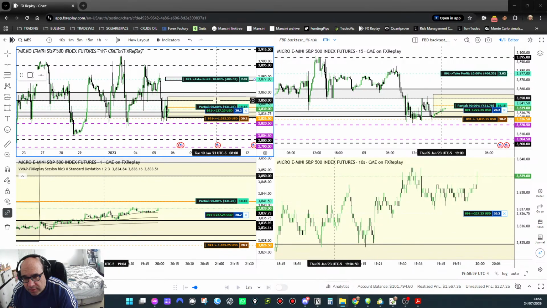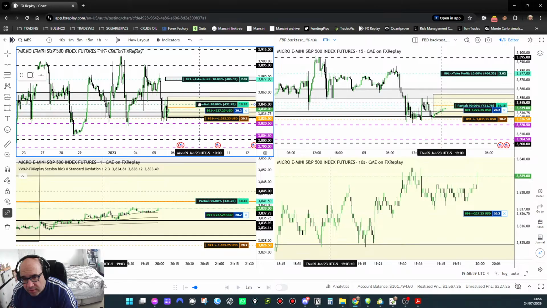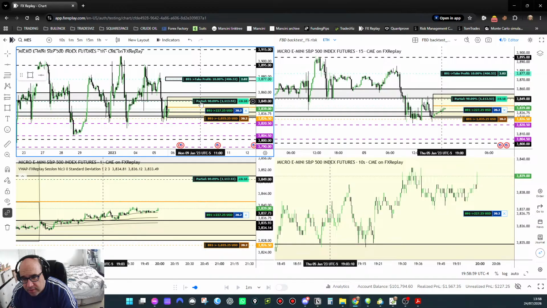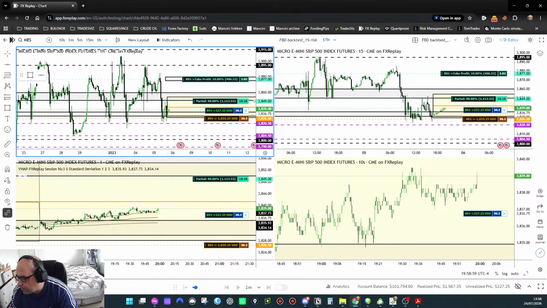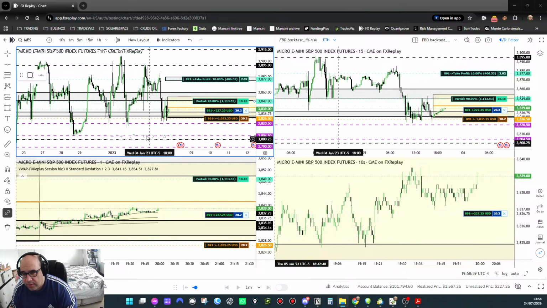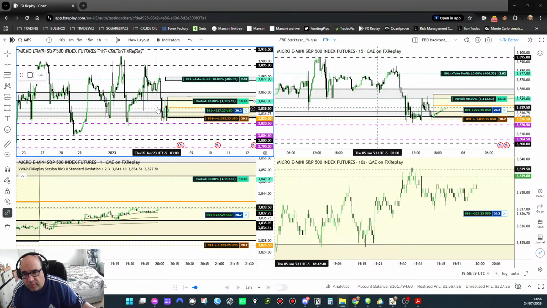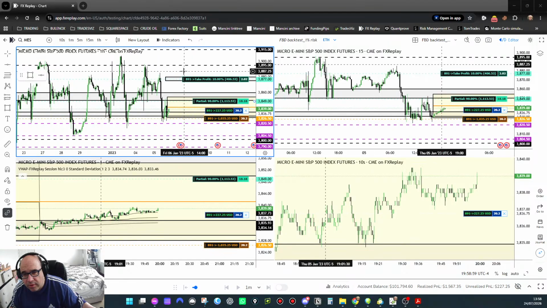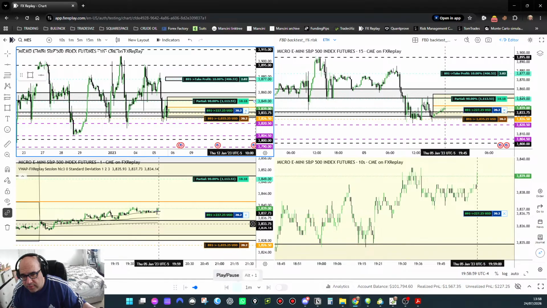Gonna take another screenshot of it now. In that matter, I should take partials, 90% at the highs of the zone where we tested yesterday. Okay. I'm gonna take a screenshot. All right, and now we can continue.